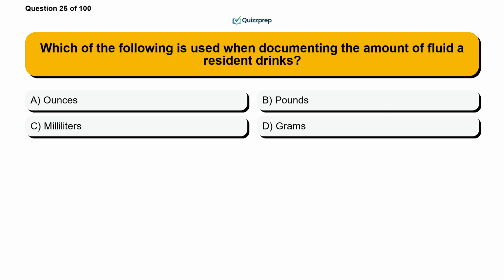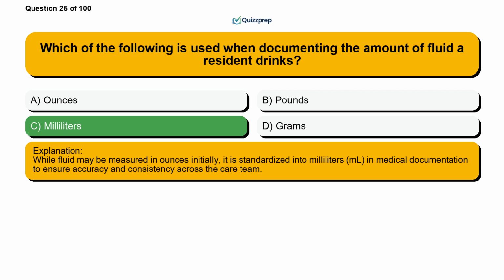Question 25. Which of the following is used when documenting the amount of fluid a resident drinks? Option A, ounces; option B, pounds; option C, milliliters; option D, grams. The correct answer is option C, milliliters. While fluid may be measured in ounces initially, it is standardized into milliliters, ml, in medical documentation to ensure accuracy and consistency across the care team.